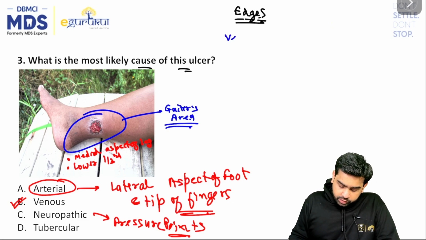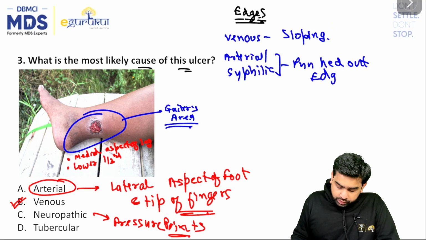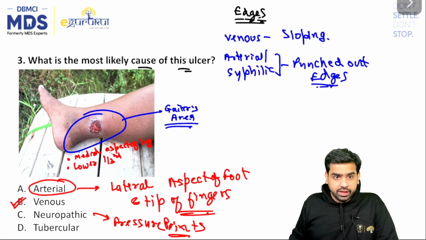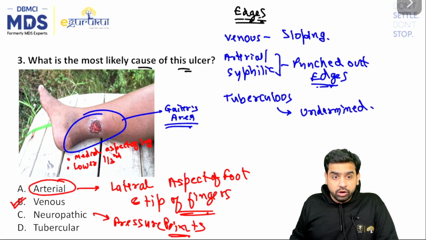What about the venous ulcer? The venous ulcer is the one which has sloping edges. What about the arterial ulcer? Arterial and syphilitic ulcers are the ones which have punched out edges. Then you have the tuberculous ulcer. Tuberculous ulcer has undermined edges. Okay, so undermined edges are basically seen in tuberculous ulcer.